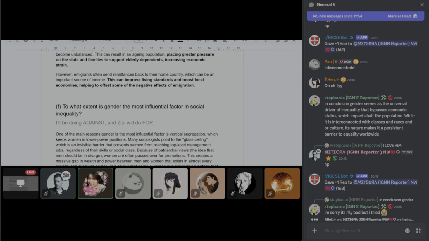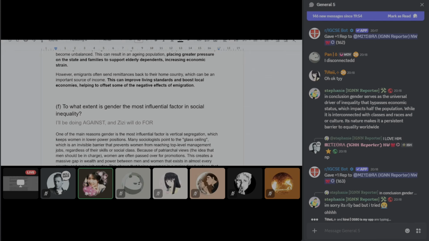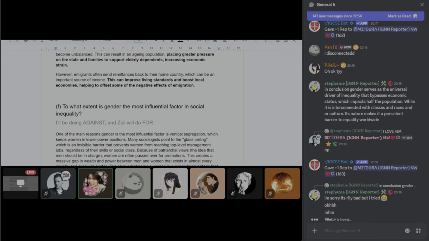For Stephanie's conclusion, your conclusion is good, but you also need to balance the advantages and disadvantages. For example, you can say even though the disadvantages are this, gender is still an important or most influential factor because of, and then say the four reasons. It's pretty good though. It's a good start for a non-sociology student.